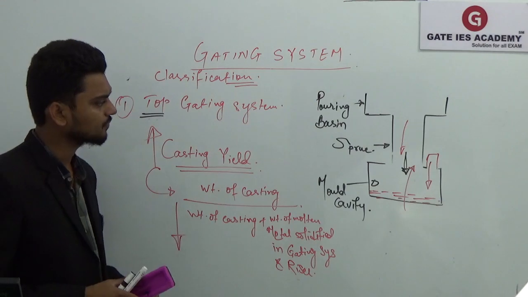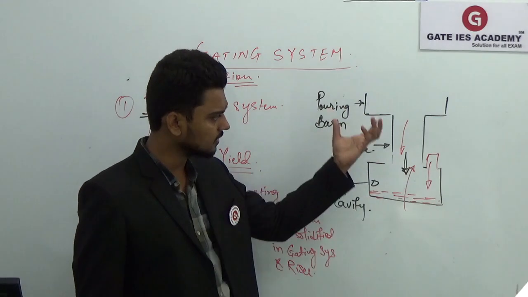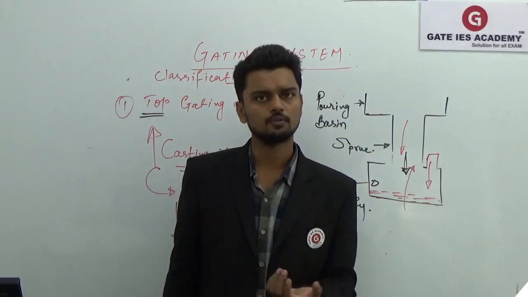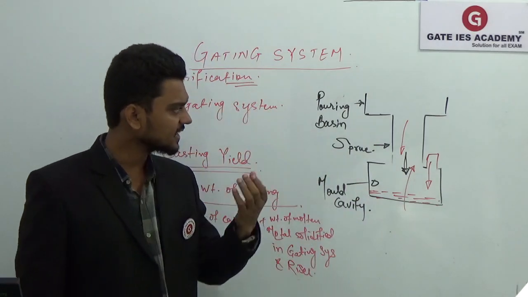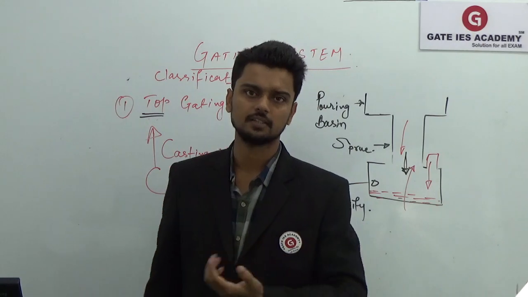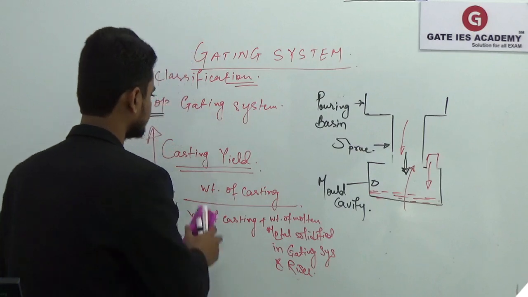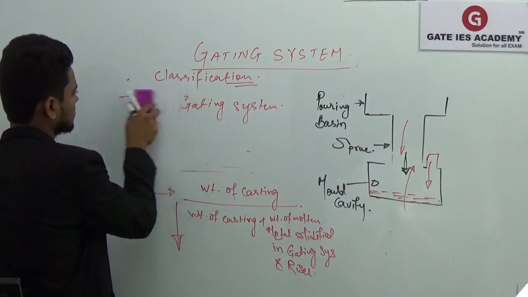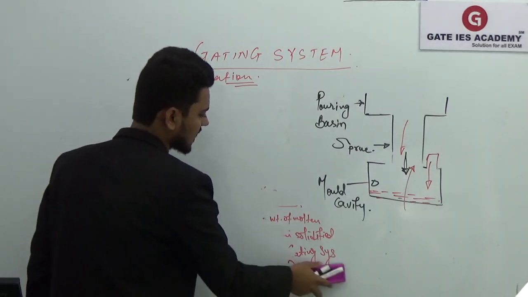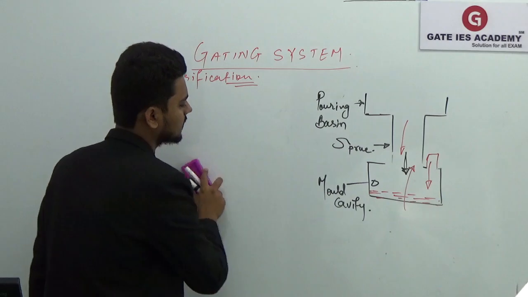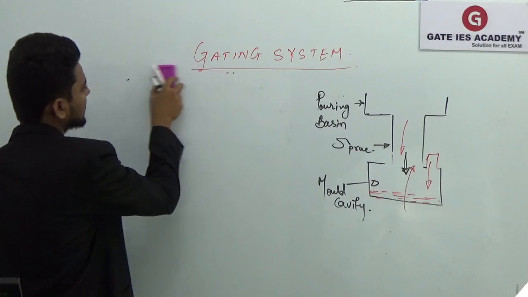Now we'll discuss how, as I said, we do not use the straight cylindrical shape of this sprue. In place of that, we use a straight tapered sprue with a circular cross section in order to avoid the aspiration effect. We will try to do that, and then we'll try to find out the time taken by the top gating system to fill the cavity, that is your pouring time.